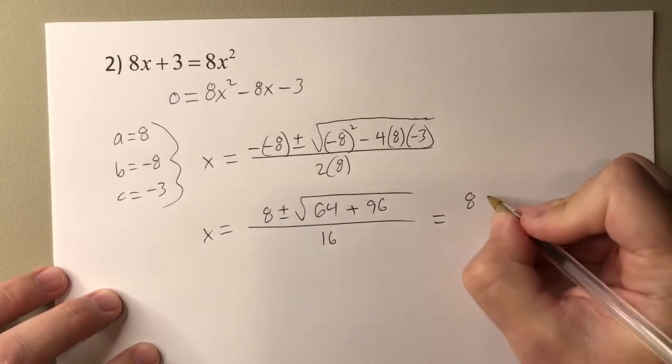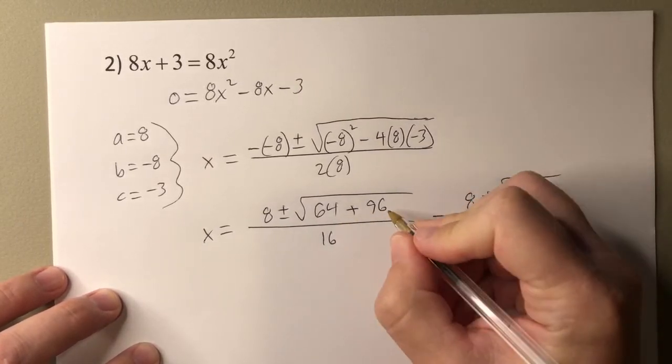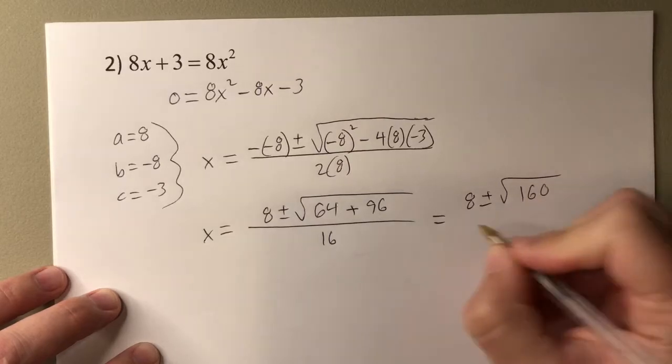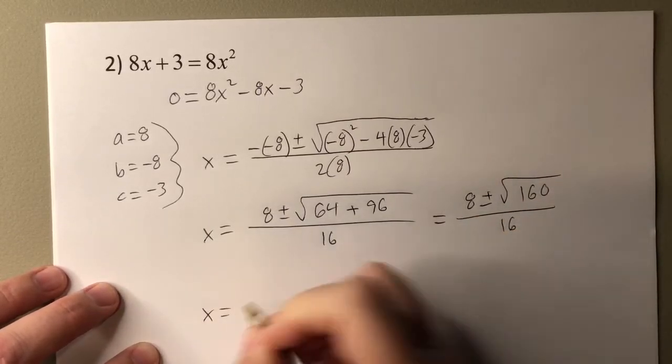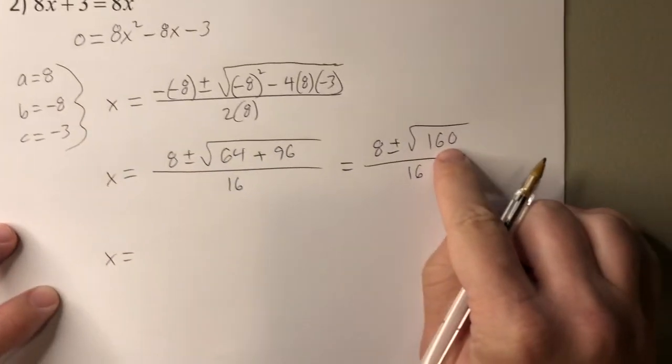All right, so what do we have now? Let's go ahead and add these two values together. Again, you can use your calculator to come up with the sum there. It's 160 all over 16. Now, this is not in simplest radical form. So what steps do we take?